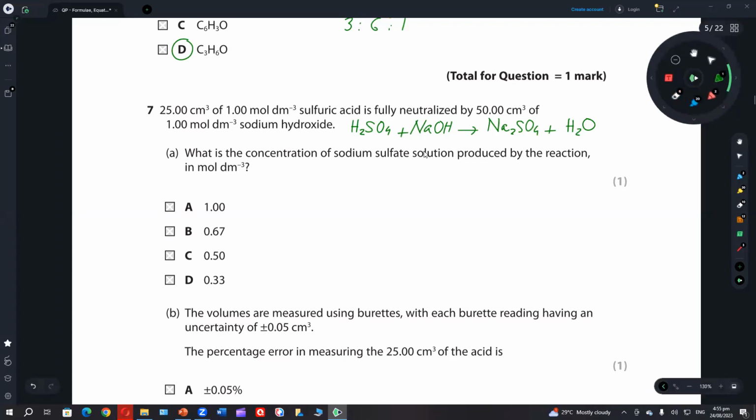SO4 is balanced, Na is balanced, O is balanced. H is not balanced. Hold on. Yeah, that's not balanced either. I have 2H2O, and then that's balanced. Yeah, that should be balanced, no? Yep. So the equation is balanced.